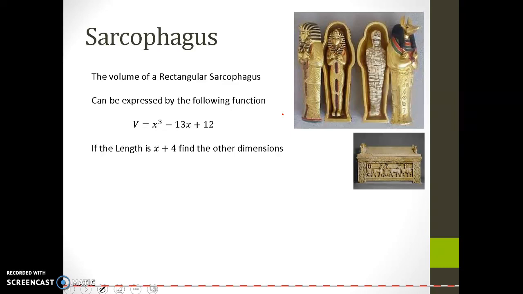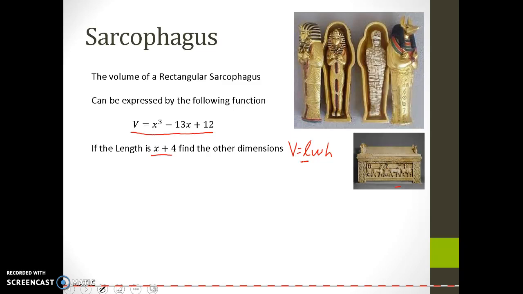A sarcophagus is an old cement tomb from Egypt. And let's say that we have a sarcophagus that has a volume that could be expressed by that expression. And we know that the length is x plus 4. And so let's say it's a rectangular sarcophagus. That means the volume is the length times the width times the height. I know that the length already is x plus 4, and I want to find the other factors here.